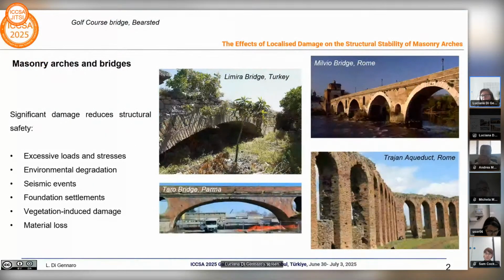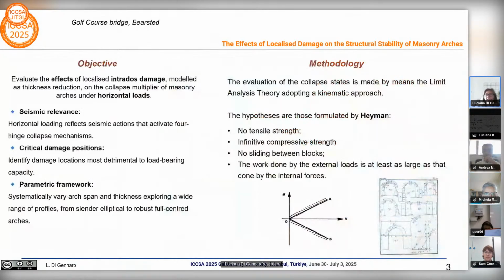As is well known, masonry arches are iconic elements of historical infrastructures, commonly found in viaducts, aqueducts, and monumental architecture. Due to several factors, among many, excessive loads, service loads and stresses, environmental degradation, seismic events, foundation settlements, vegetation-induced damage, material loss, and so on, a significant reduction of structural safety may occur. The proposed study focuses on assessing the effect on structural stability of one of the possible defects.